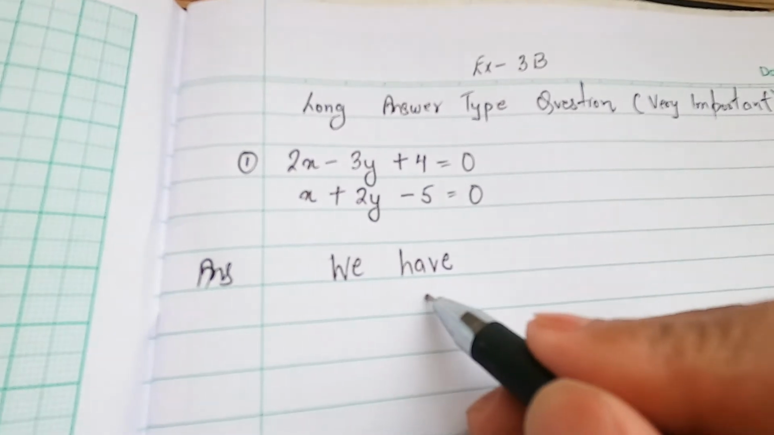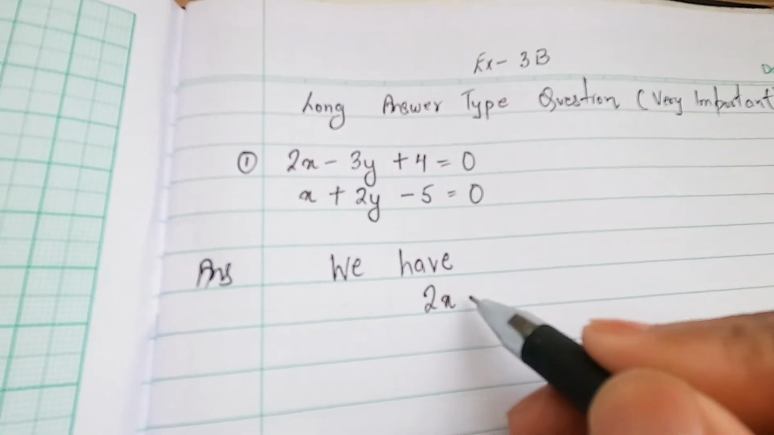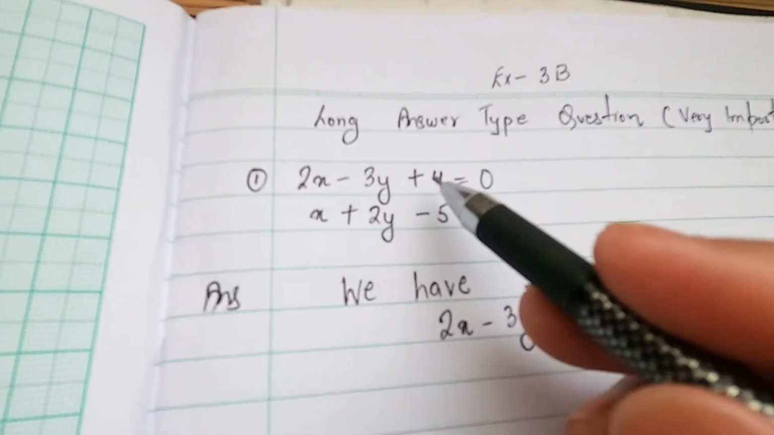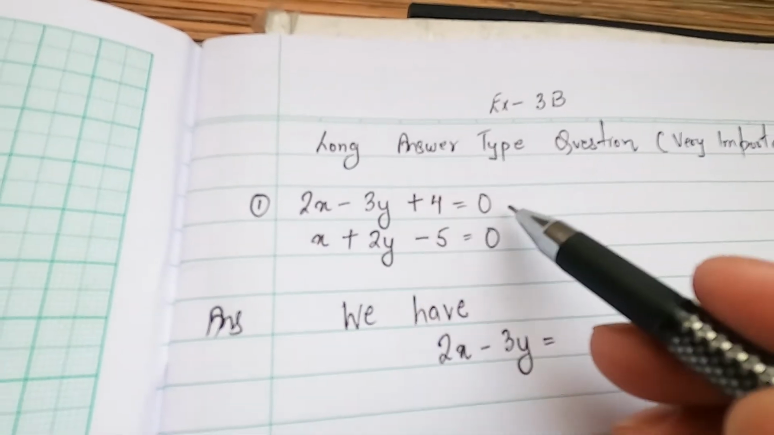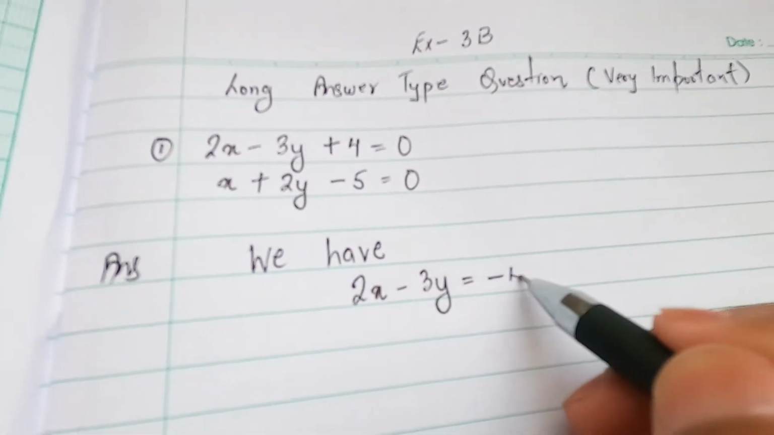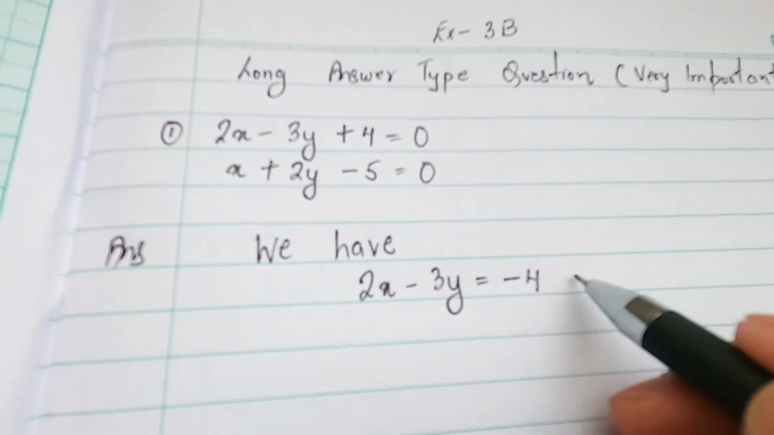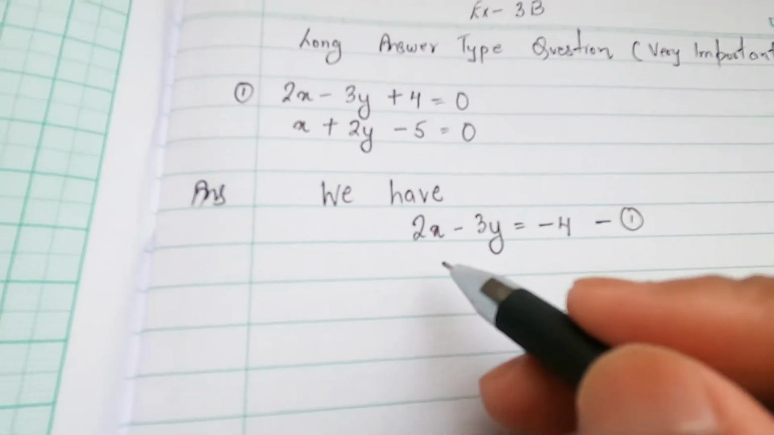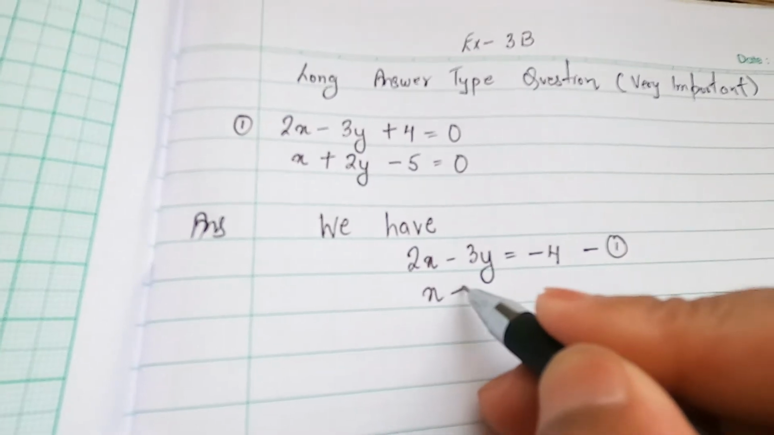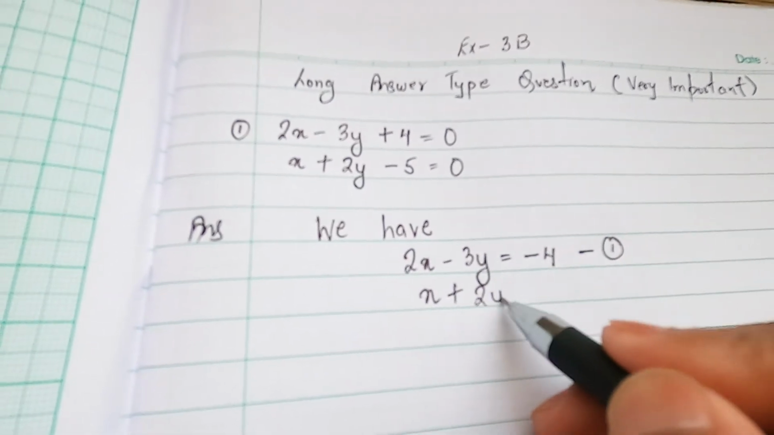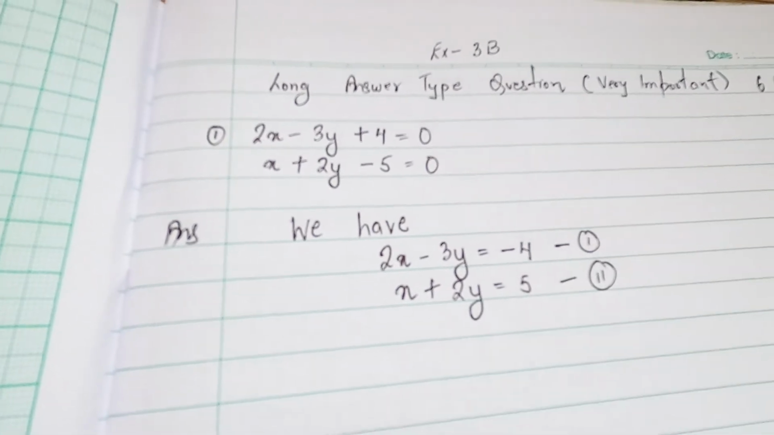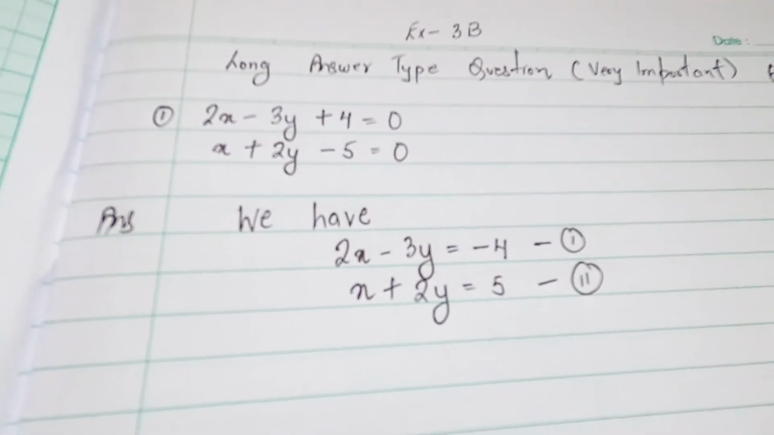In the standard form we have 2x minus 3y is equal to, so plus 4 from the left hand side will shift to the right hand side and become minus 4. So this is equation 1. Now the second equation also we will write in the standard form: x plus 2y is equal to 5. So this is equation number 2.